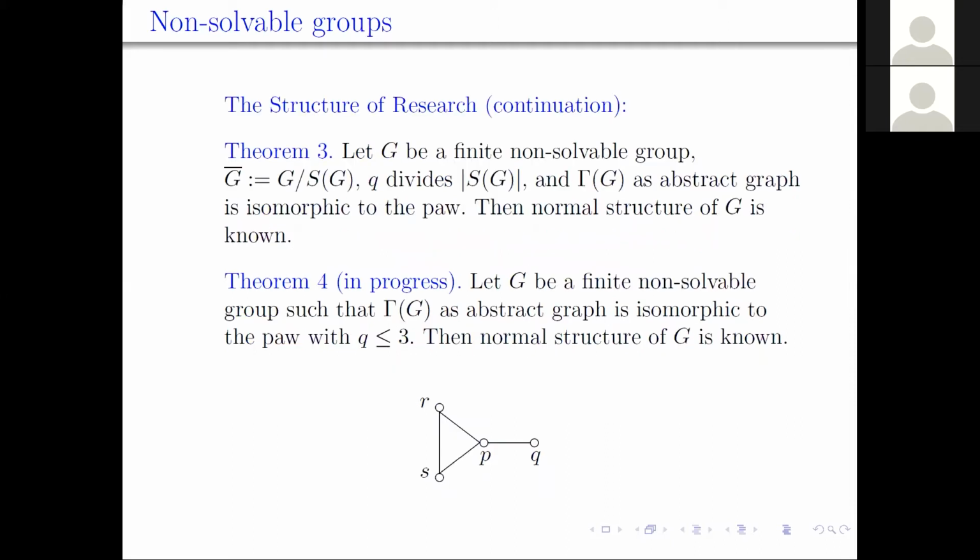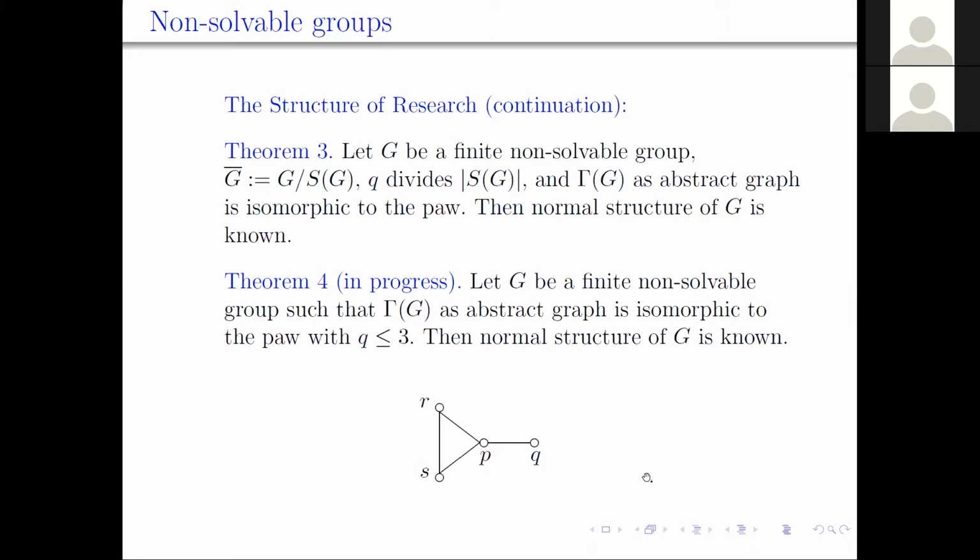So the third result. Let G be a finite non-solvable group. Q divides the order of S of G. Remember that S of G is the solvable radical of G. And Gamma of G as an abstract graph is isomorphic to the PO. Then the normal structure of G is known.